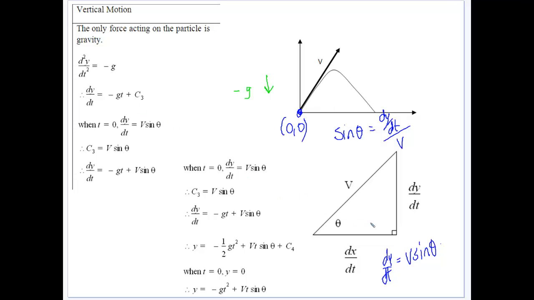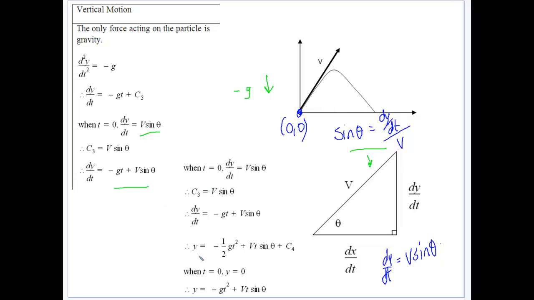We go back to our triangle here, because we know that sine of theta here is equal to the vertical velocity over the velocity itself. So then we can say the vertical velocity would be equal to v sine theta. So that's where that v sine theta comes from, this triangle. And when t was equal to 0, that's our velocity, so our constant ends up being that. So we get our statement for our vertical velocity. And then we integrate again.